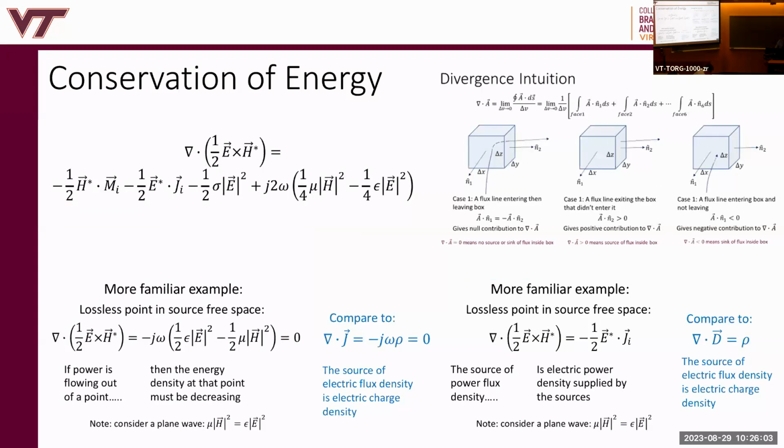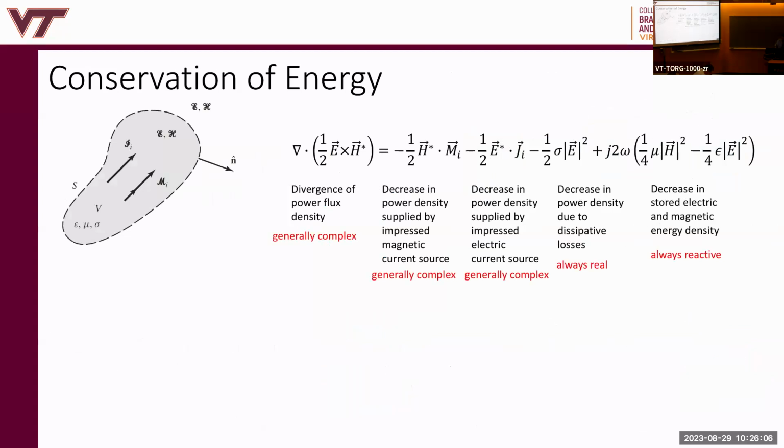Okay, so one thing is this is generally a complex number, right? Power flowing out. So that means on the left-hand side of the equal sign, we have generally a complex number. So there must be a complex number on the right-hand side in general. So this is generally complex, meaning there's power stored and power dissipated due to these sources, right? And then this is always real, right? Dissipated power is always a real value. And then this is always reactive. Stored energy is reactive. You can get it back, right?